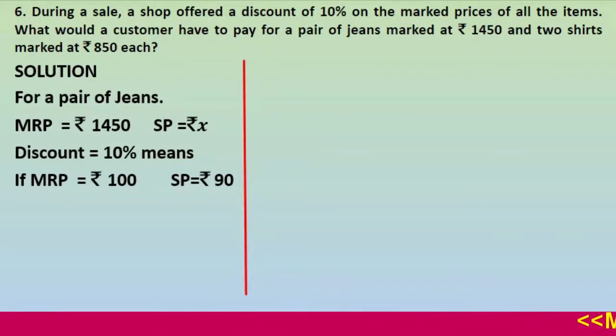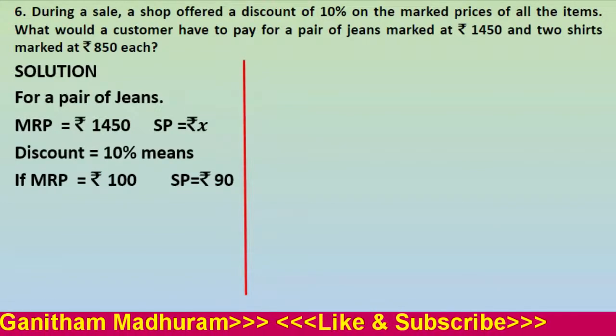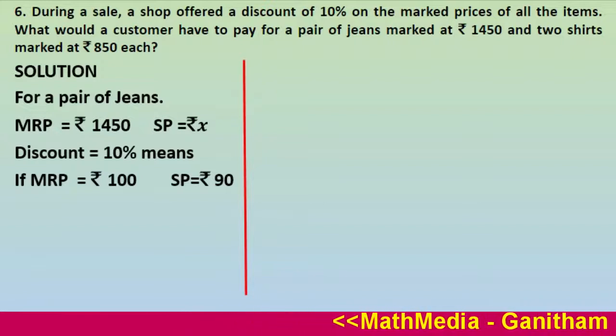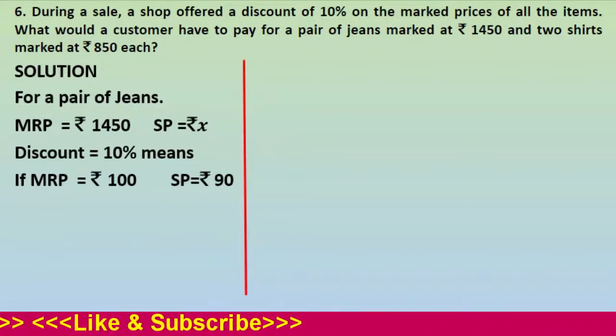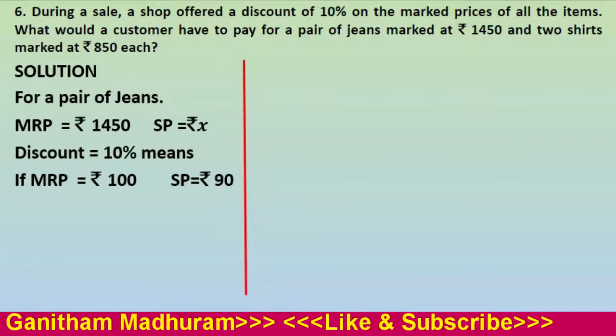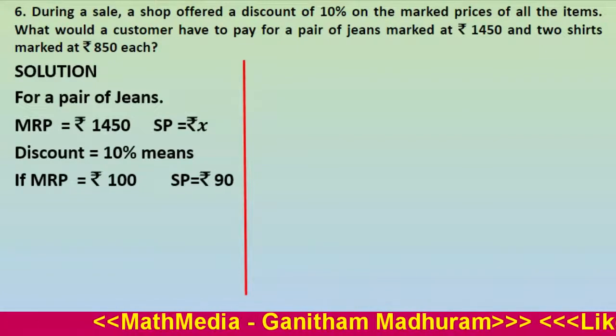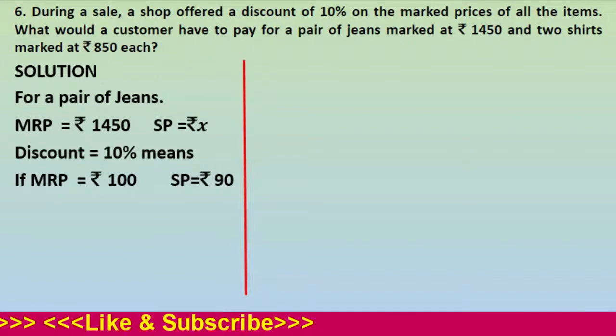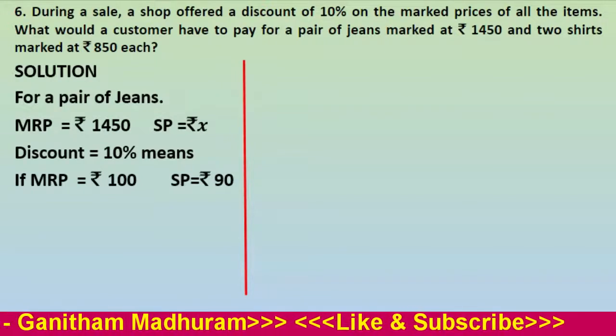This sentence we have written: discount equal to 10% means. Clear why we are taking MRP? Because discount is based on MRP. So we can write, if MRP equal to rupees 100, the selling price equal to... always if discount is given, we have to give less price than written in the MRP. So SP will be 90.